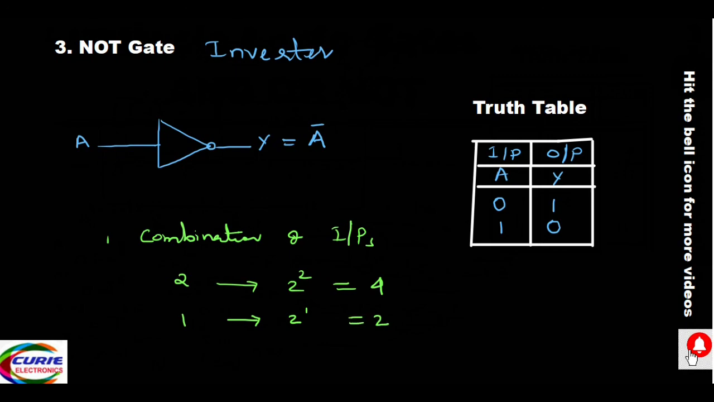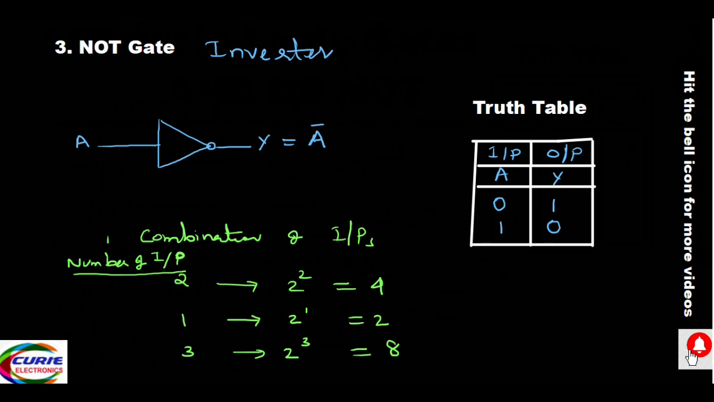Let us assume that we have three inputs. If the number of inputs is 3, I will get 2 to the power 3 combinations in the truth table. That is 8. I hope you got the idea of basic logic gates.